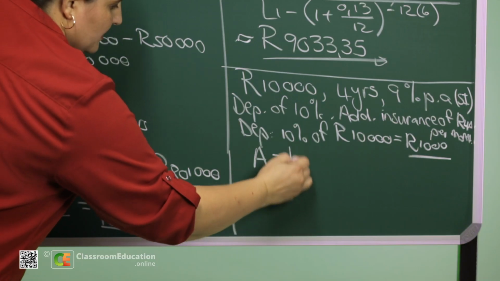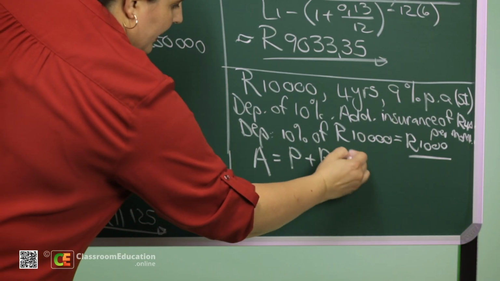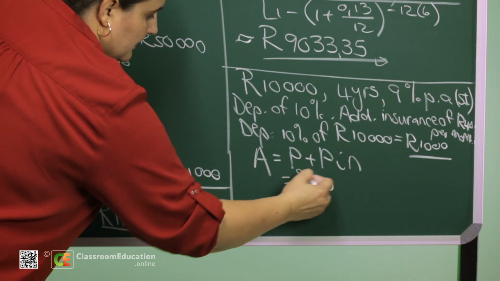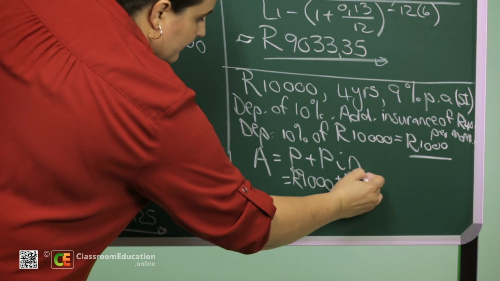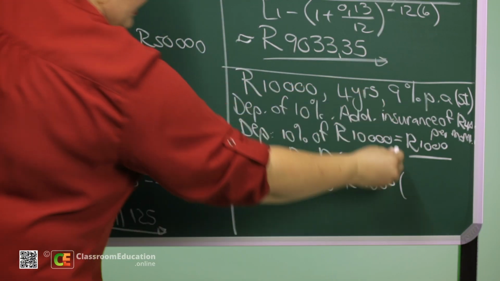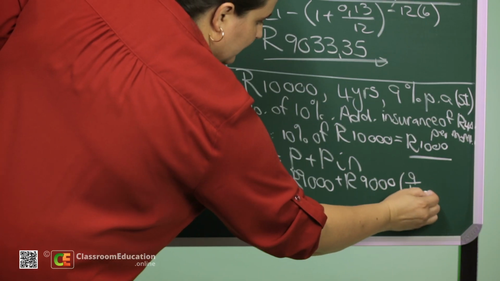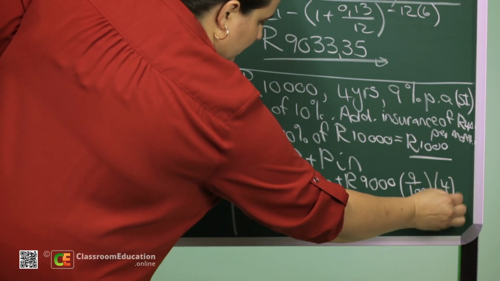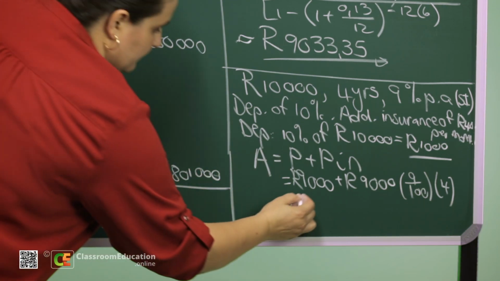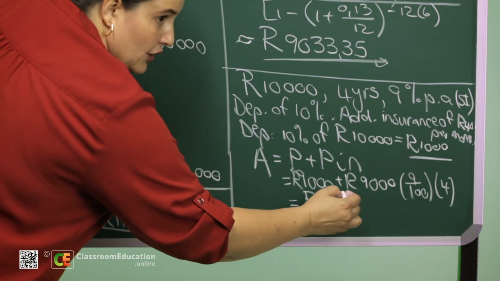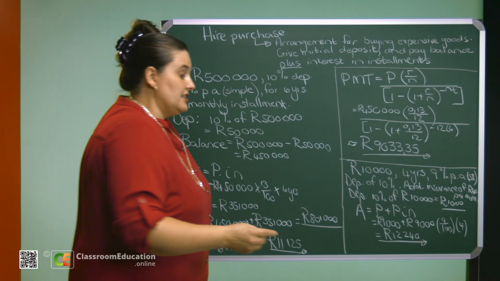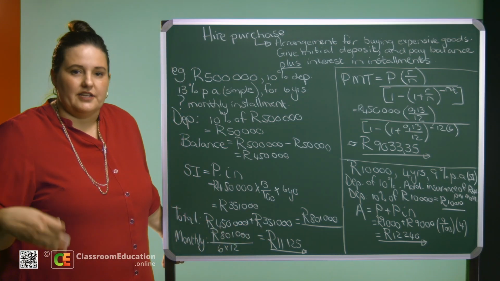A total amount is P plus PIN. And then I will get 9,000 plus 9,000 times, what's the interest rate? 9%, so 9 over 100 times 4 years. If you get an answer, you'll see the answer should be 12,240.